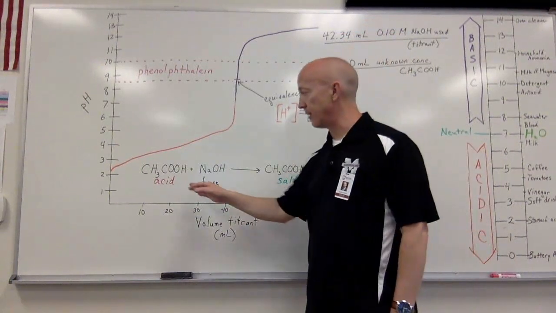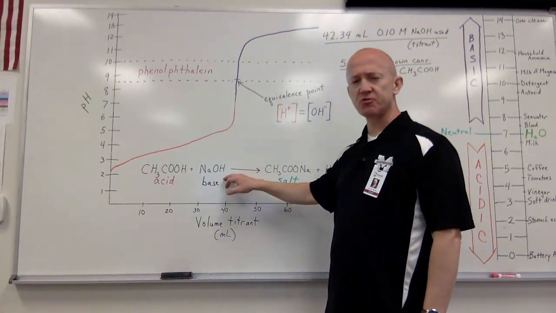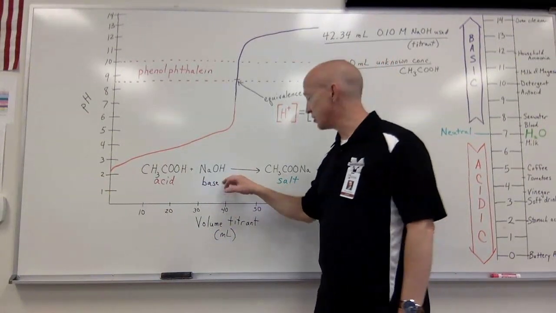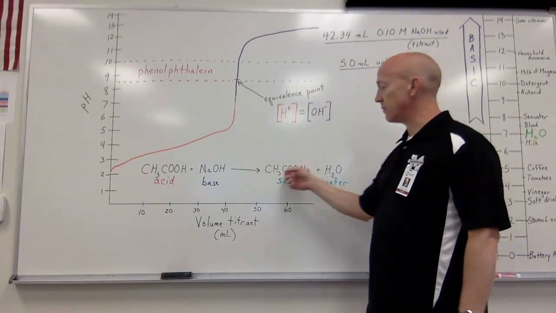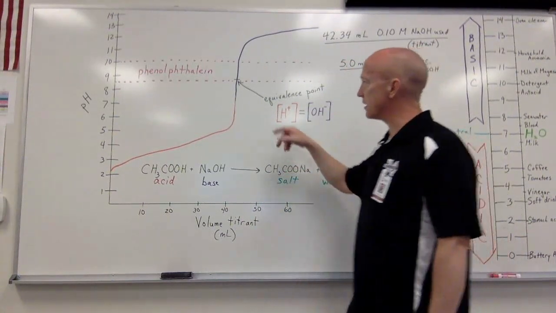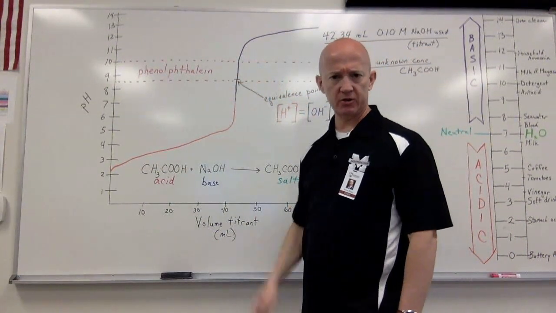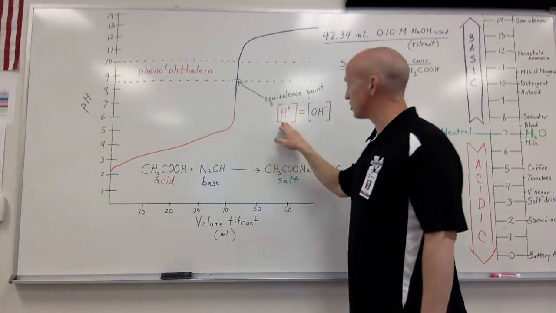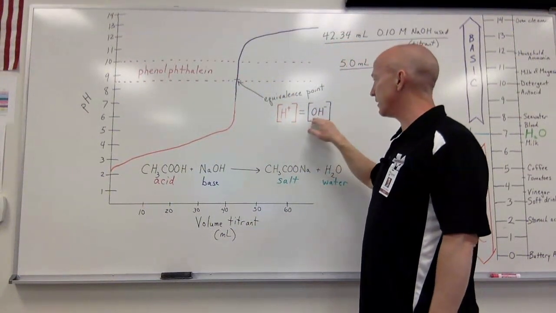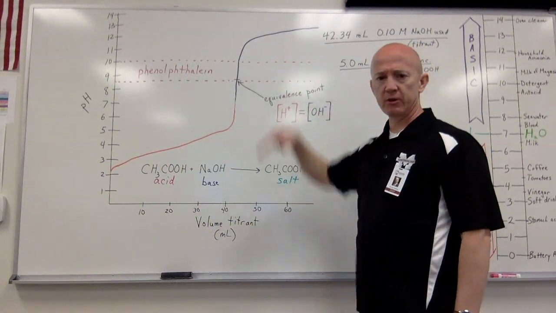In this case, we have a weak acid, acetic acid, being neutralized by a strong base, NaOH, to give us sodium acetate, a salt, and water. Now, notice that our equivalence point is up here around the 8.5 range. It's still the area in which we see equal amounts of hydrogen ion and hydroxide ion. But why does it shift upward a little bit?